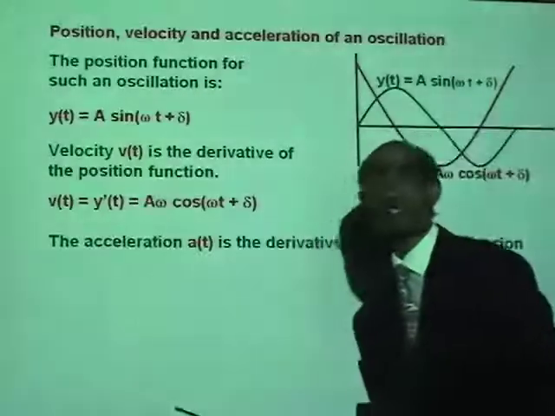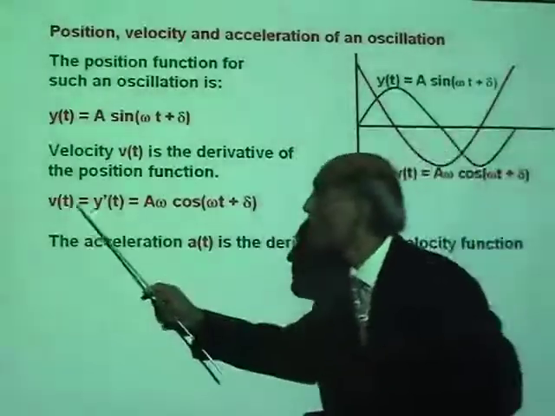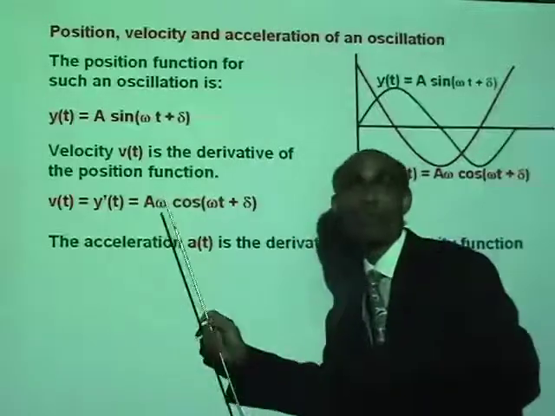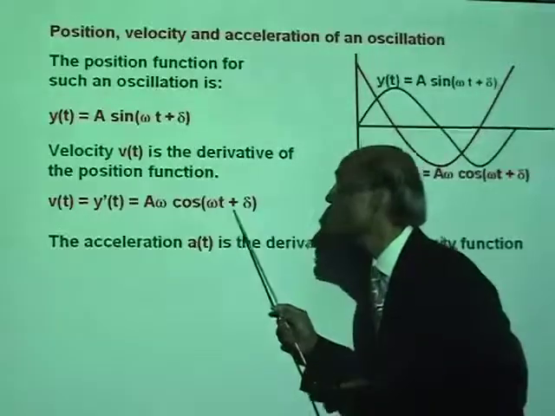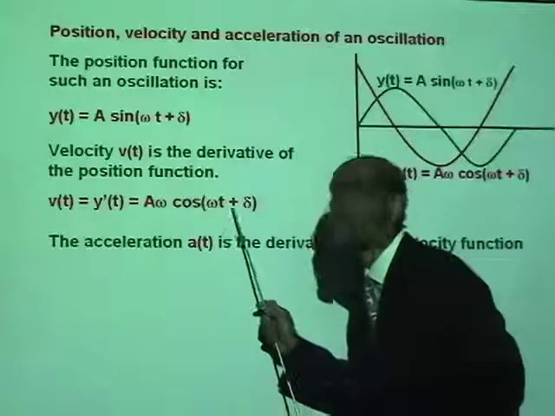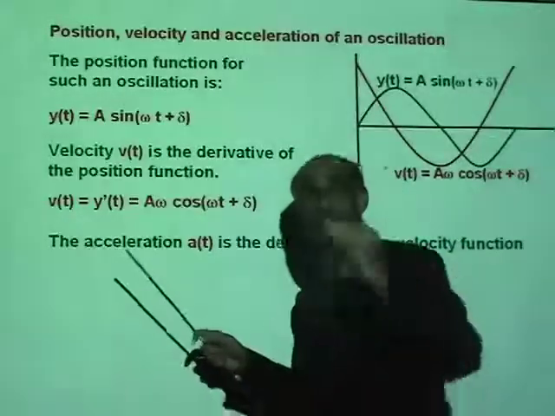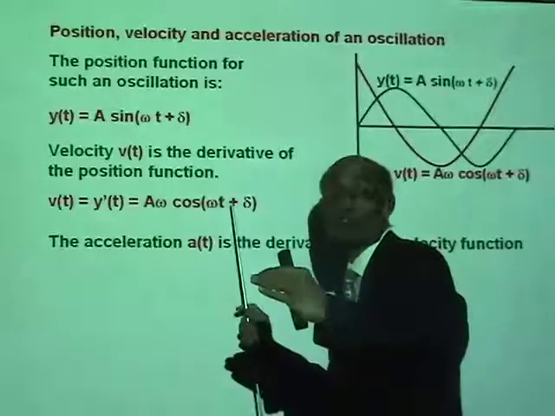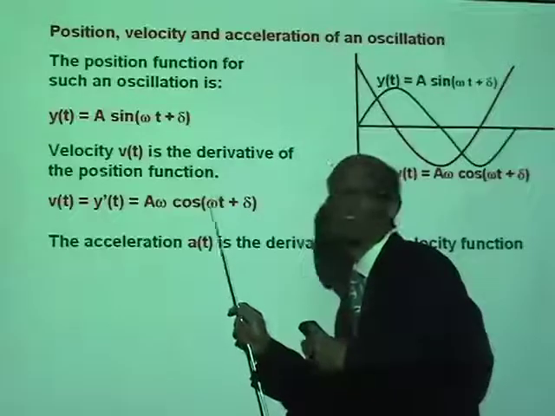What about the acceleration? Acceleration is the derivative of the velocity function. If this is the velocity function, what is the acceleration? Can you find the derivative of this? The derivative of a cosine quantity is negative of sine of the same quantity, and of course you need to then multiply with the derivative of this quantity.